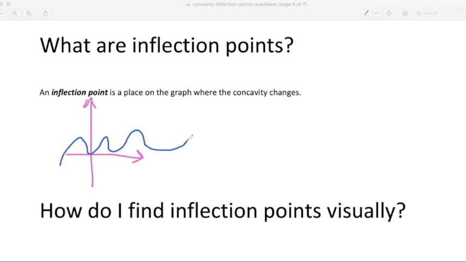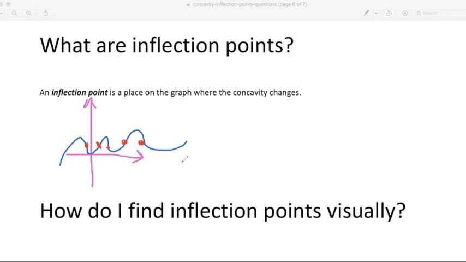So in looking at this one, the curve is concave down, concave down, concave down, and somewhere around here, it switches to being concave up. Then it's concave up, concave up, concave up, and somewhere around here, it switches to being concave down. We continue like this: concave down until about here, concave up until about here, concave down until about here, and then concave up.